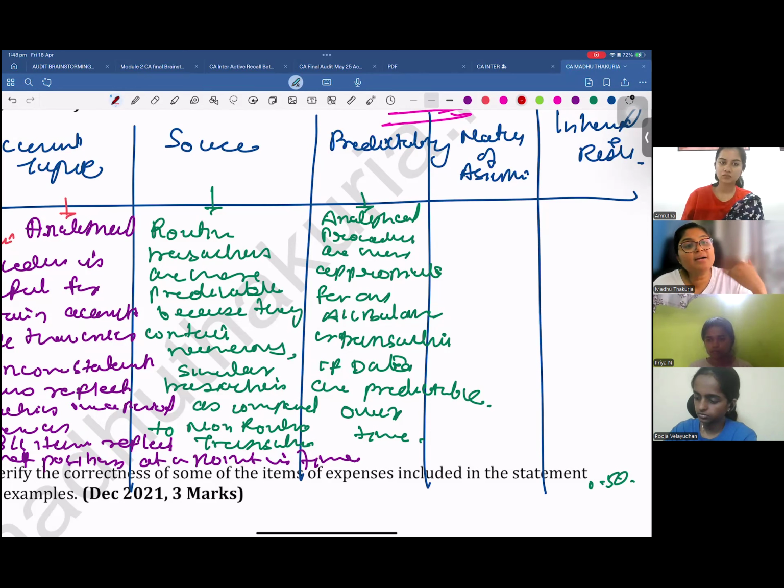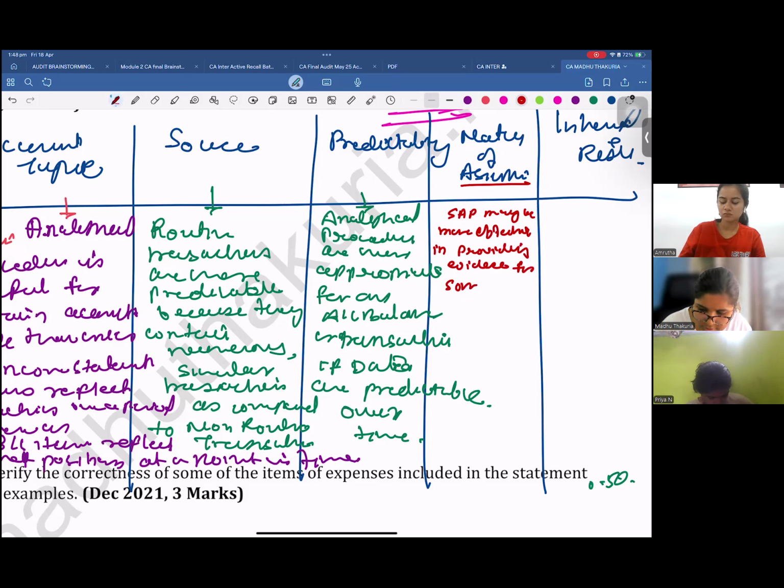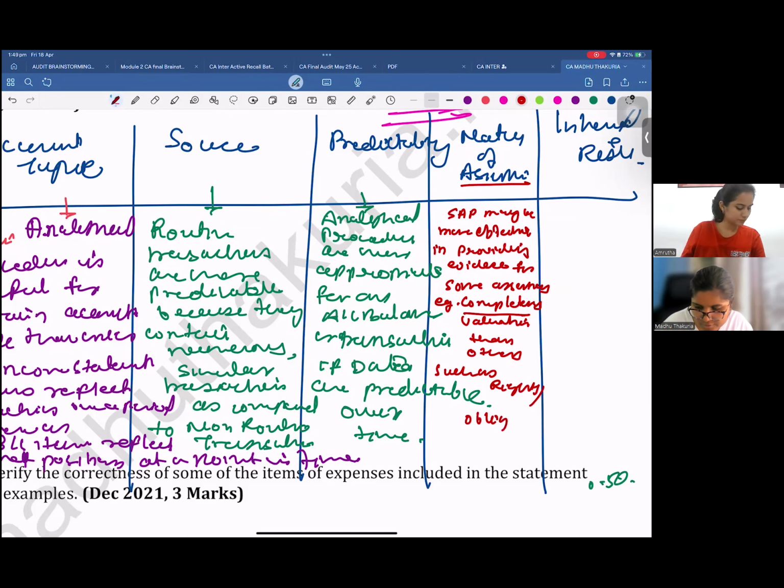But when it comes to checking the completeness of all my assets, accuracy of all the assets that I have recorded, you can apply analytical procedure. So for certain assertions, guys, do you all understand the meaning of assertions now? You will have to study that again in chapter 5, right? So SAP may be more effective in providing evidence for some assertions, for example, completeness, valuation, than others such as rights or obligation.